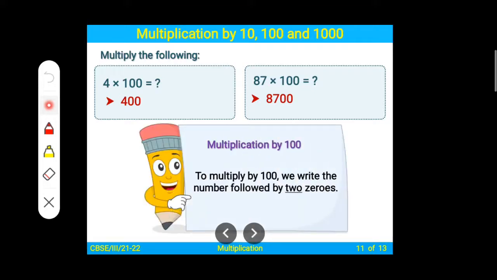So remember that to multiply by 100, we write the number followed by 2 zeros.